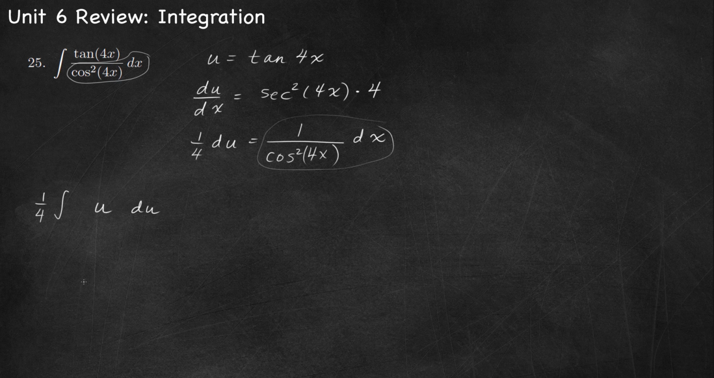So now I'm just integrating 1/4 u du, which gives me 1/4 u squared over 2 plus c. And then for our final answer, well, I can multiply the 4 and the 2, so I get 1 over 8, and then u squared is tan squared 4x plus c.